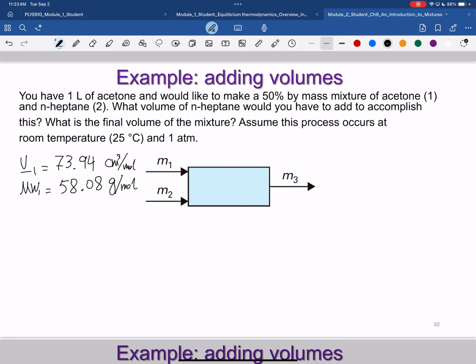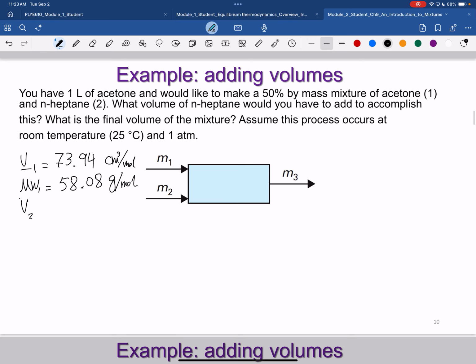We want to find how much volume of N-heptane I need to add to this mixture to make it 50% by mass of acetone. So how should we proceed? And I will also give you this. This is the V2 hat, 1.472 milliliter per gram. This one is the specific volume of the N-heptane. Okay. Where should we start?